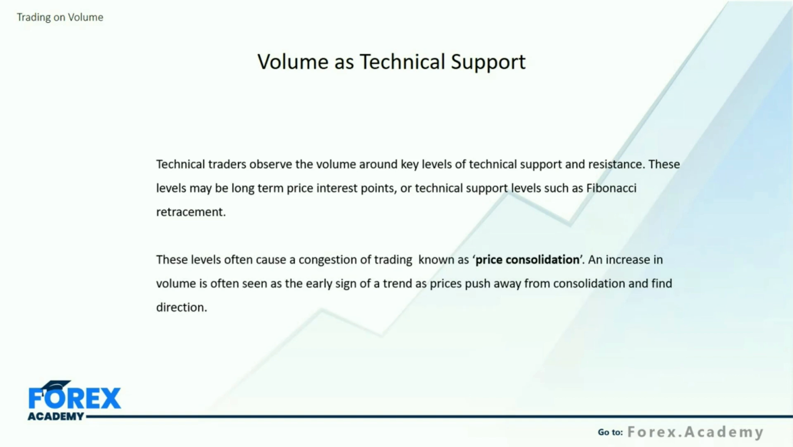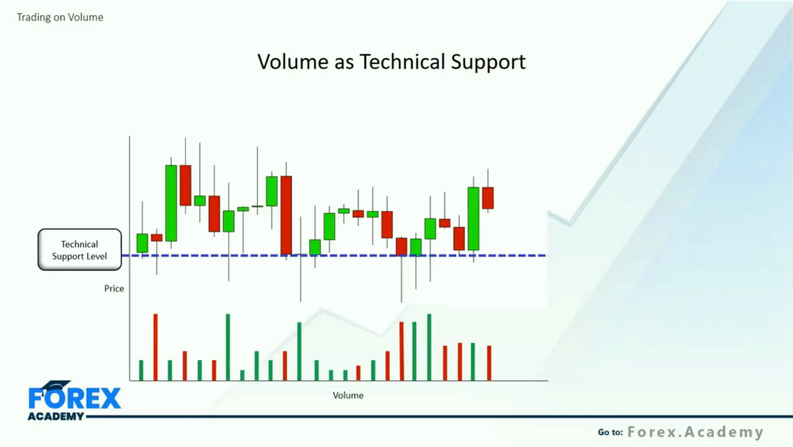An increase in volume is often seen as the early sign of a trend as prices push away strongly from consolidation and they find price direction. Let's look at this in some detail and just discuss it very briefly. Just above here, we have a very well confirmed, technically very well confirmed level of technical support and resistance, and we see that price consolidating just above the level.